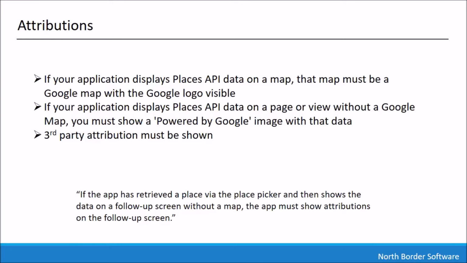Another thing to consider when using the Google Places API is the use of attributions. Now this is in the terms of use for the Google Places API and can't be ignored. We don't want your app to get disqualified because it doesn't use attributions appropriately. If you're showing the place data on a Google map, then the Google logo must be visible on that map. If you choose not to use the map and display the places data, then you must show a powered by Google image. If in our case we're going to use a follow-up screen, then we must show the attributions on that screen, which may be third-party attributions or attributions associated with Google, and we'll show how to handle that in the example.